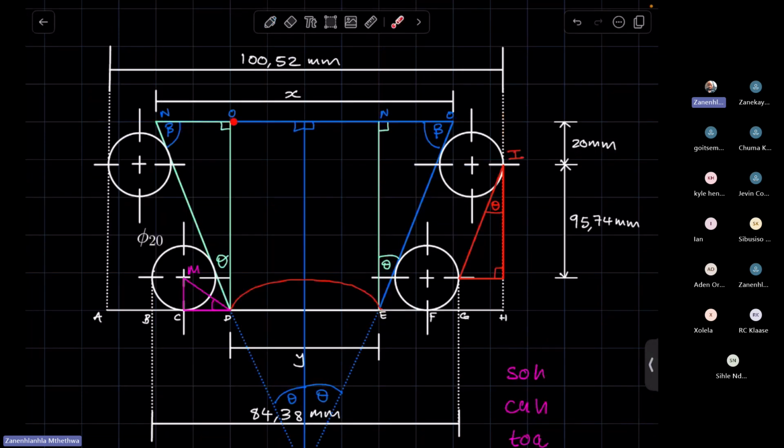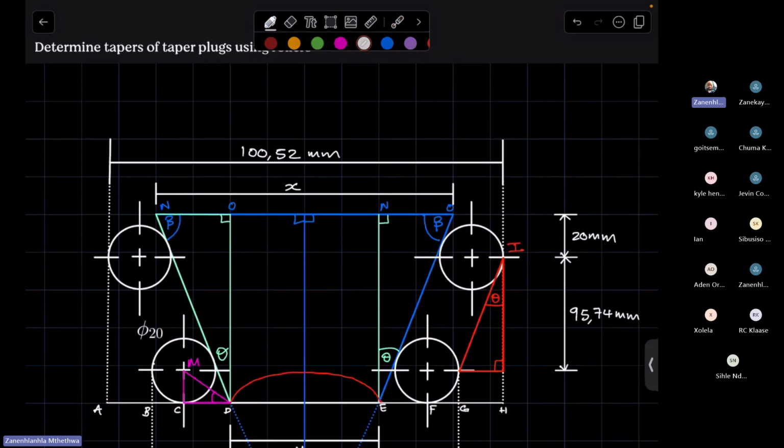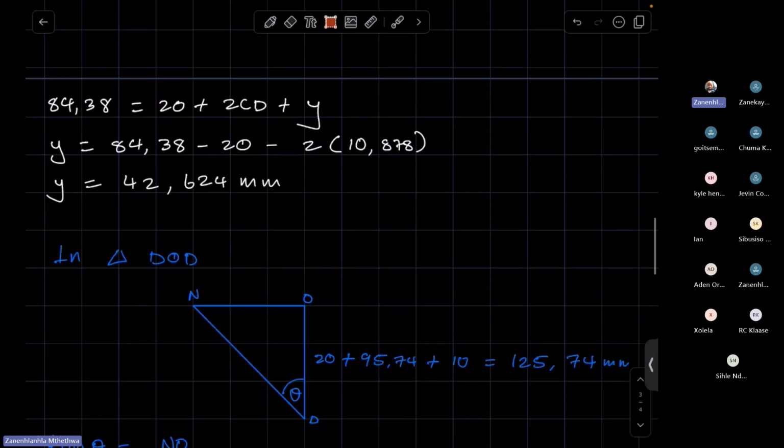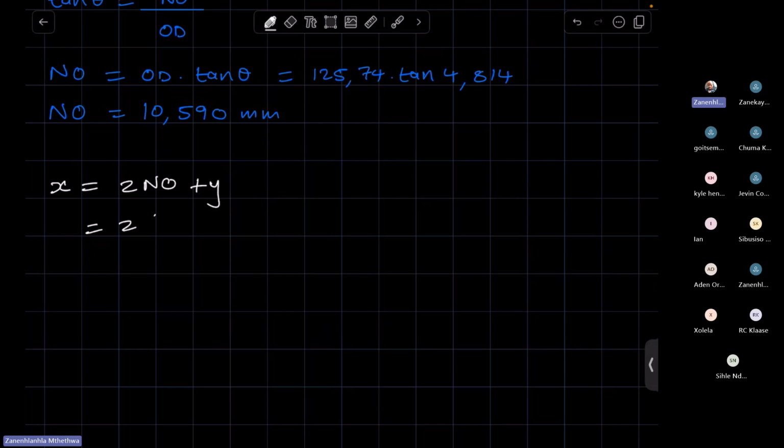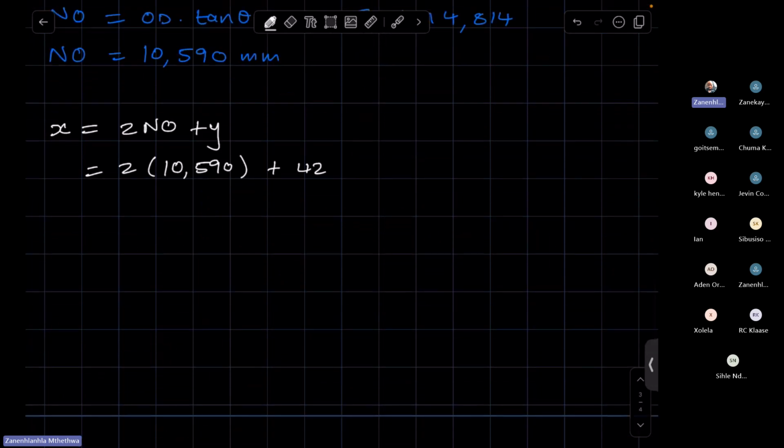Once we've determined that measurement, we now know what this measurement is. That means we inadvertently know what this measurement is. So we are able to get X because we also know what this measurement is. To get X, the algebraic expression of X is equal to essentially 2 times NO plus Y. So to calculate X, we simply say X is equal to 2 times NO plus Y. Now you simply substitute. 2 times NO is 10.590, and the value of Y is 42.624. This gives us the value of X. So essentially X is equal to 53.214 millimeters. Are we getting the same thing?